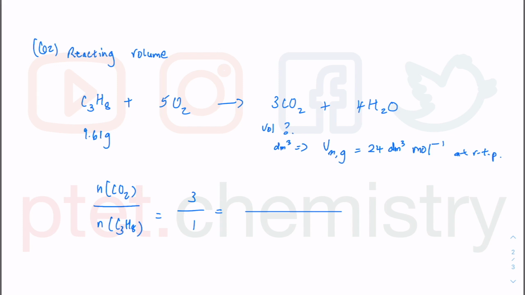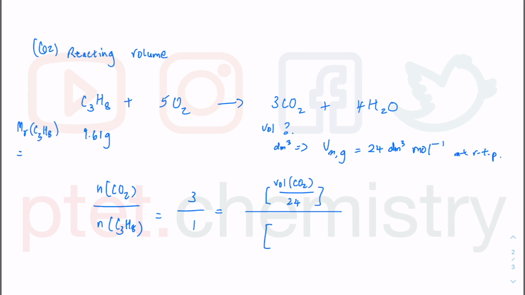So I will have the volume of CO2 divided by 24, because I want the mole of CO2 and I want the volume in dm cube, so I use 24 dm cube per mole. Okay, at the bottom will be the actual mole of the propane that I'm burning. I'm given the mass of the propane. So realistically speaking, given the masses, I have to work with the Mr.